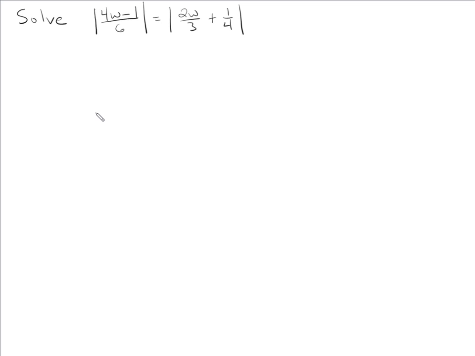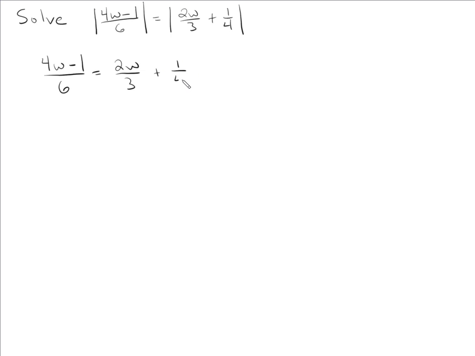This problem is a little bit different than the ones that we've been working on, in that there are absolute value bars on both sides of the equation. So the way that we deal with this, we're still going to have two equations. The first one, we basically just get rid of the absolute value bars. So that's going to leave us with this. The original equation, no absolute value bars.